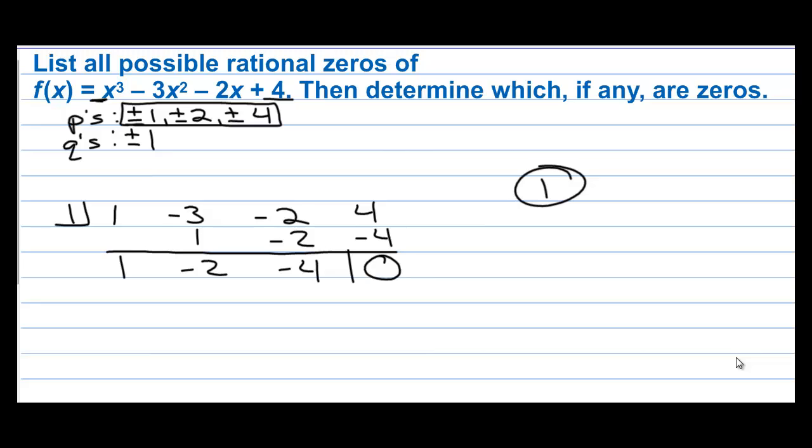And then what we have left is x squared minus 2x minus 4. This does not factor. There are no factors of negative 4 that add up to negative 2. So there should be 3 zeros, and the other 2 zeros are either irrational or they are imaginary.